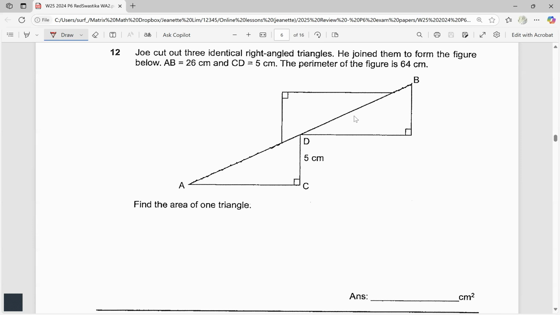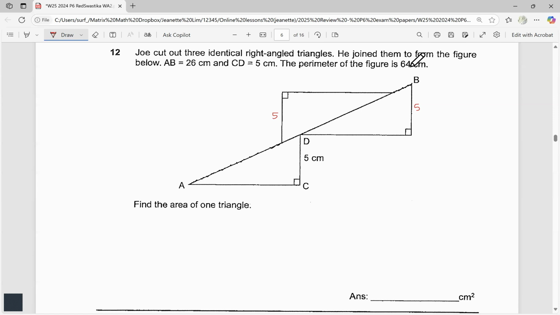Okay, let's label what we know first. I know there's a 5 cm, and this one is also 5 cm. This is also 5 cm. Now, if eventually I'm trying to get the area of a triangle, that means I need to know the base, because half times base times height will give me the area of one triangle. So my goal is to find the base. Next, perimeter of the figure, 64.